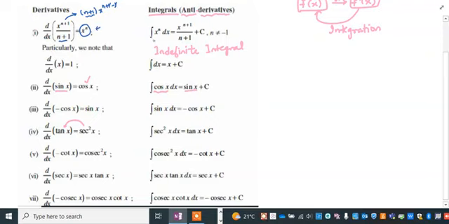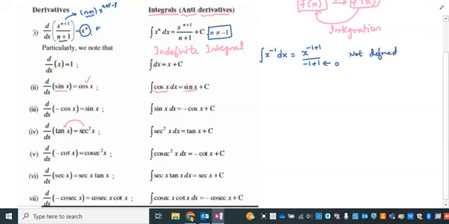Okay, note that this formula is true for all values of n except n equal to minus 1, because when n becomes minus 1, what will happen? Integral of x to the power minus 1 dx, if we apply the rule, gives you x to the power minus 1 plus 1 over minus 1 plus 1, and this term is nothing but 0. So this becomes infinite. Okay, so this function is not defined.